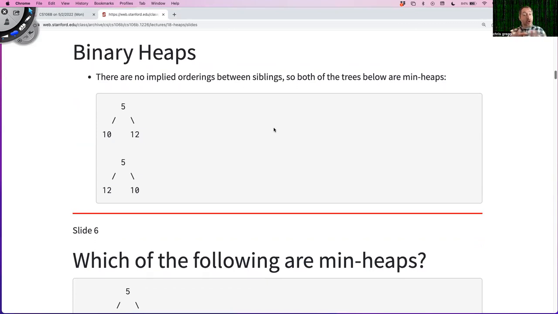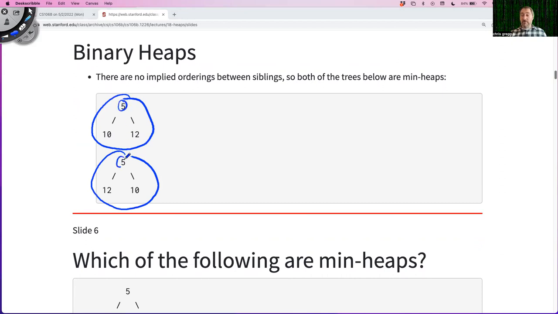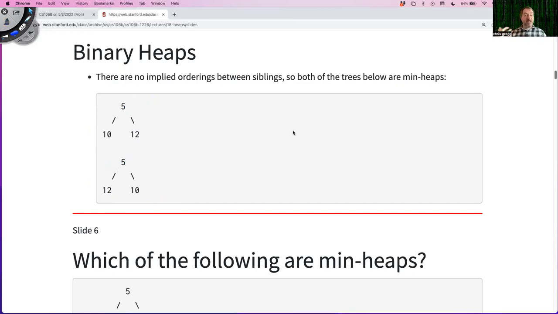Now, there's no ordering between the siblings. The siblings, of course, have the same parent. So in this case, if we look at this, these two heaps are functionally equivalent in the sense that you've got a 5 as the root in both, and then its two children are 10 and 12, but it doesn't matter which one is bigger of the children. There's no ordering between the children. So the 10 could be on the left and the 12 could be on the right, or the 12 could be there and the 10 could be there. So don't forget that when you're dealing with heaps. You don't need to worry about the siblings as far as their priority goes. It's just in the direct line of descendants.